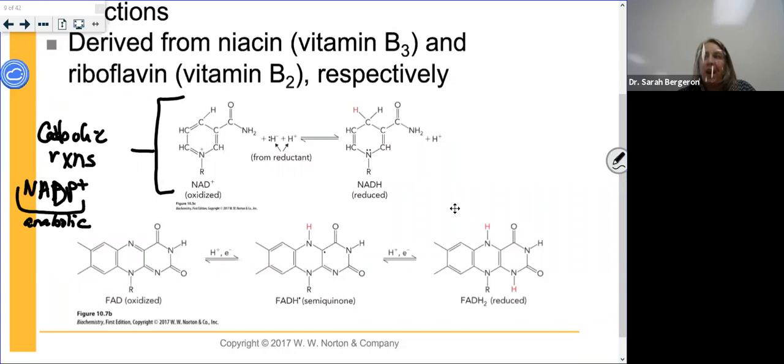So lots of reactions inside of your body are going to use NAD plus and FAD. And so if you don't have these, you're going to have particular symptoms depending on what the vitamin is that you are missing. And so they were named before we really understood what role they had. So that's why they have two names. Okay, so don't let that throw you off.